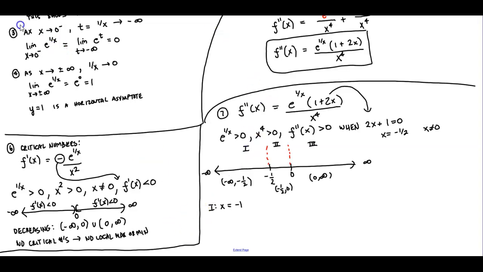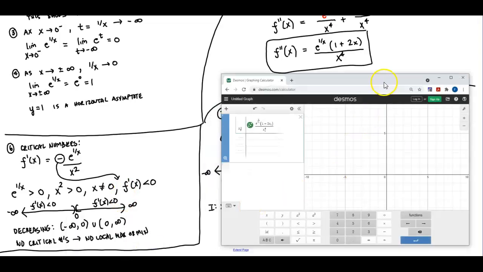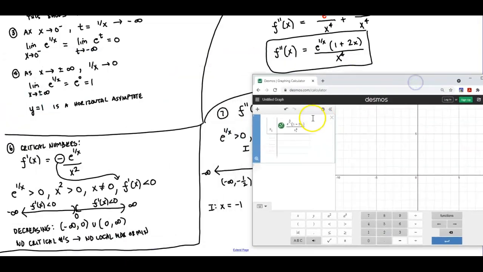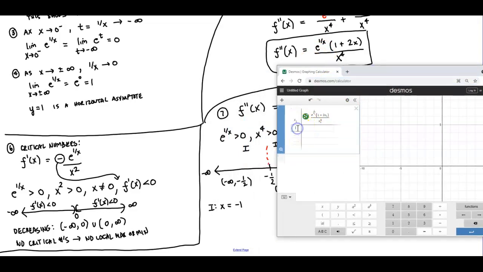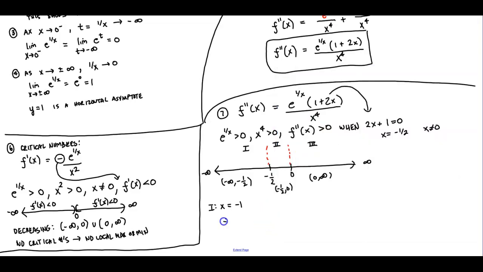All right, so let's go ahead and put that in our calculator. Using Desmos, what we did is we put this function, the second derivative, into the table. And so we're going to plug in negative 1. Plugging in negative 1 gives us a negative answer. So it's negative here, which tells us that f double prime of x, the second derivative, is less than 0. Okay, let's go to the second region. We're going to use, let's say, negative 0.25 or negative 1/4.